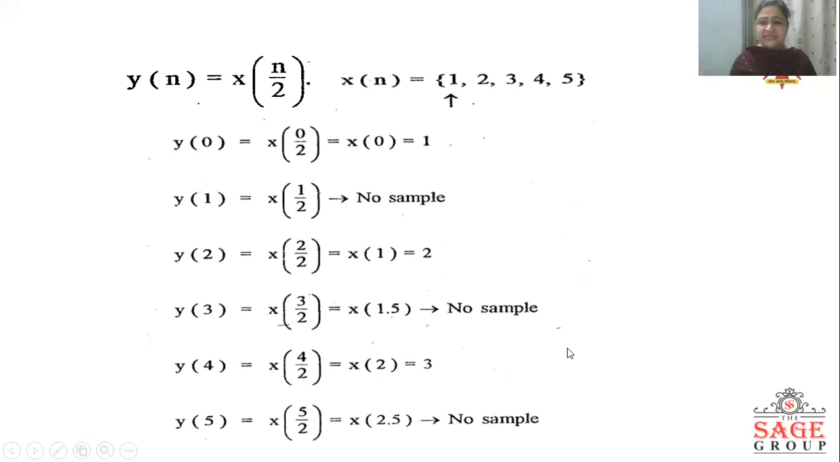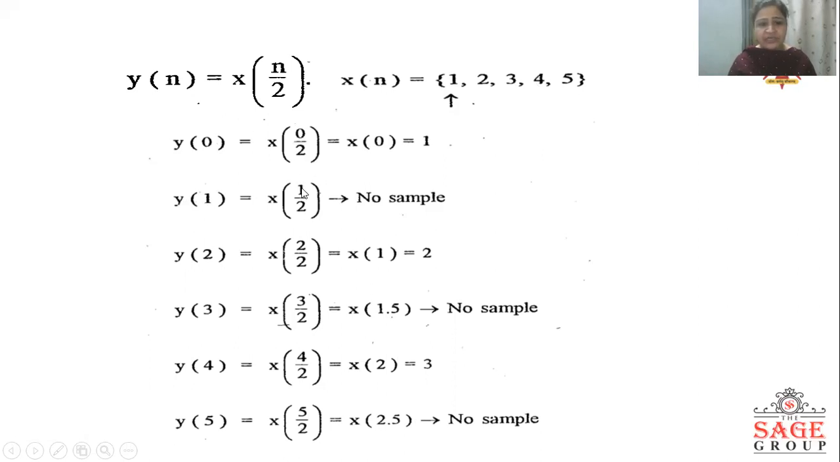Now, next example of time scaling we will see as y[n] is equal to x of n by 2. Say, for example, I have any sequence x[n], which is 1, 2, 3, 4, 5, and sample 1 is located at n is equal to 0. Now, if I want to generate y of n, I'll put n is equal to 0, which will be x of 0, which is 1.